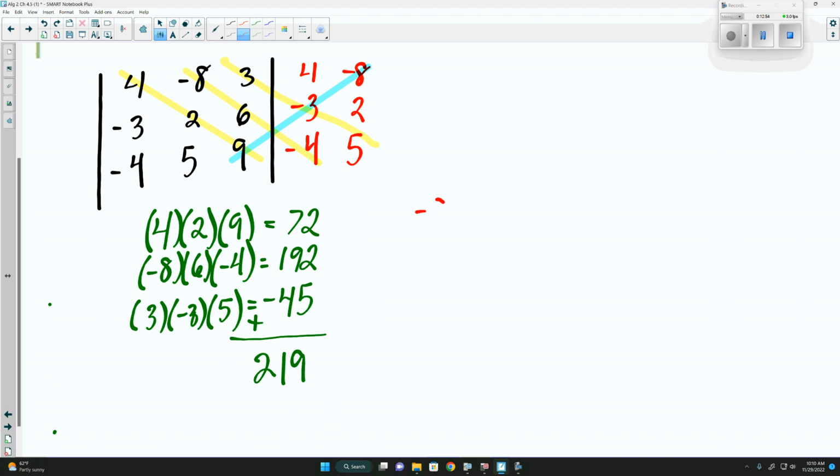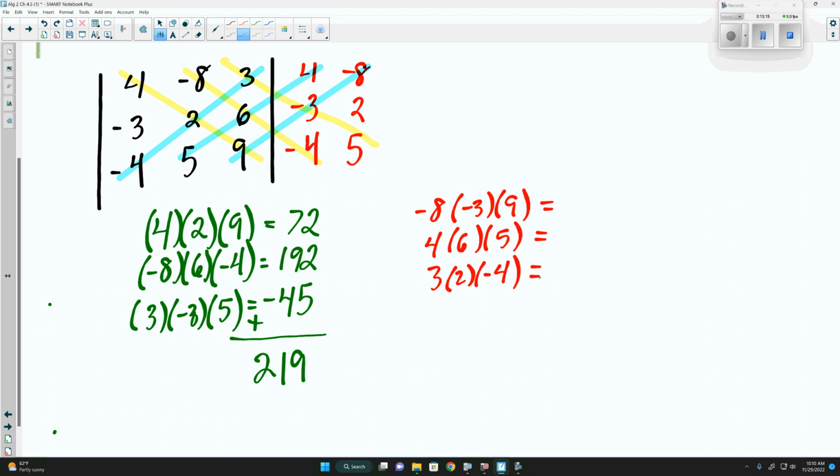So we'll have negative 8 times negative 3 times 9 for our first diagonal. Then we'll have 4 times 6 times 5. And our last one is going to be 3 times 2 times negative 4. And with a 3 by 3, we'll have 3 diagonals going in each direction.